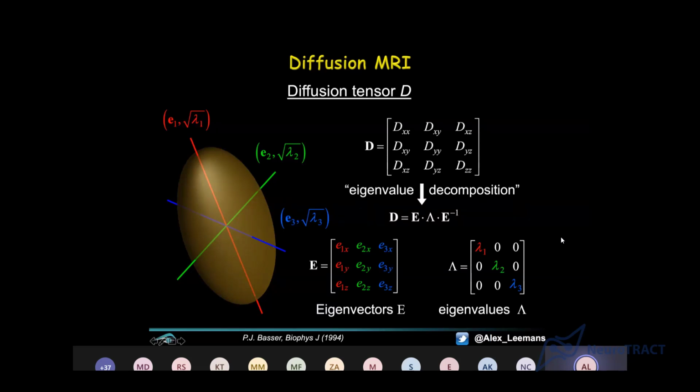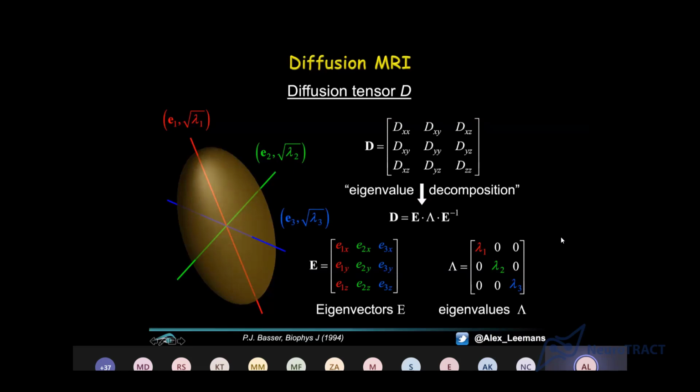So in a nutshell, our diffusion tensor, like I said, is a 3x3 matrix. It's capturing the covariance, but if we were to decompose it into eigenvalues and eigenvectors, then as you can see here, the eigenvalues represent the diffusivities along the main axes, right?